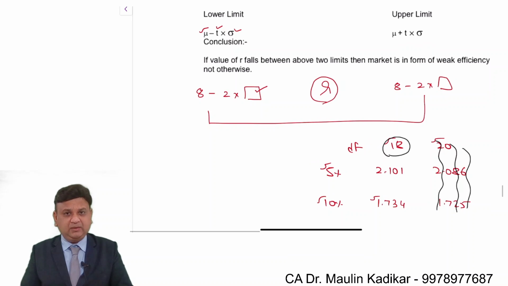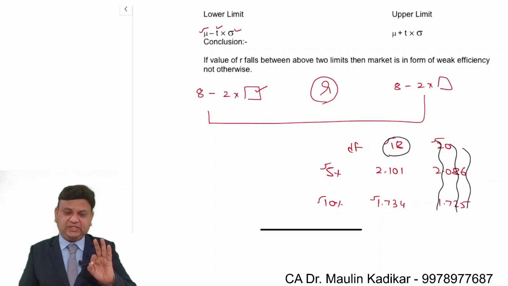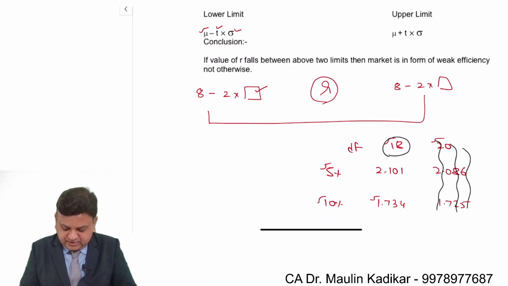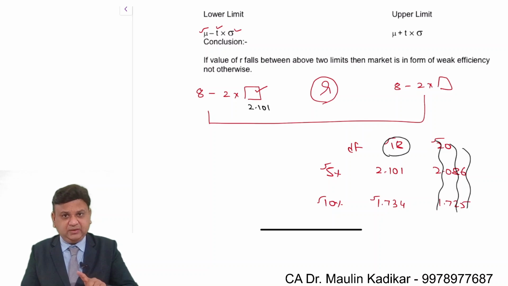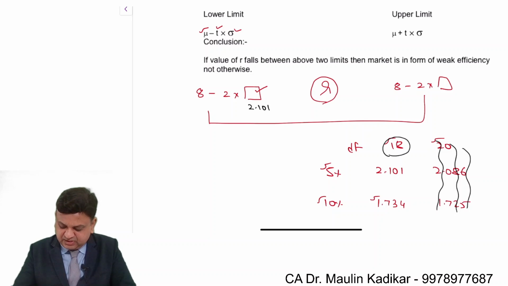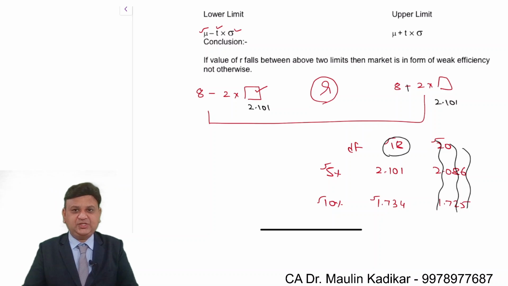So what will happen? For 5% level of significance with this assumed value, the lower value will be 8 minus 2.101 into 2. And similarly over here, 2.101 into 2 is added to 8. Okay, there is an addition, I'm sorry. That is the way you develop a range.